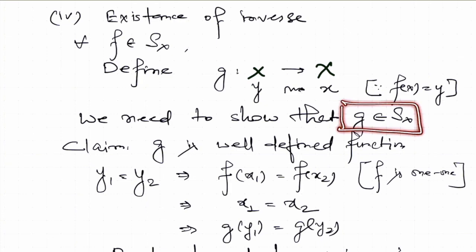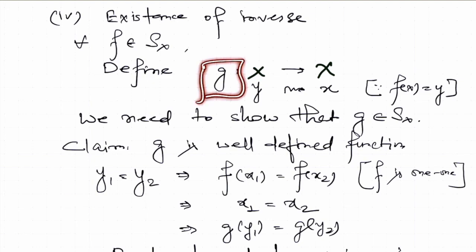Okay, first we have to show that g is a bijection, and in order to show that, first we have to show that g is actually a function, which is called g being well defined.